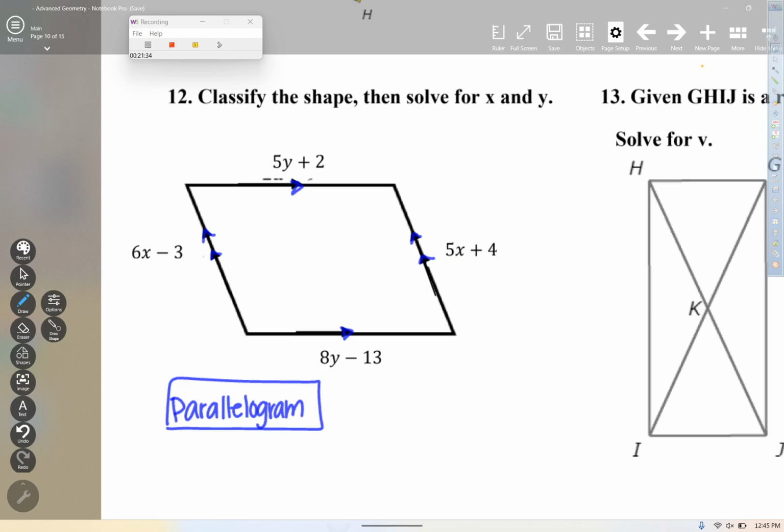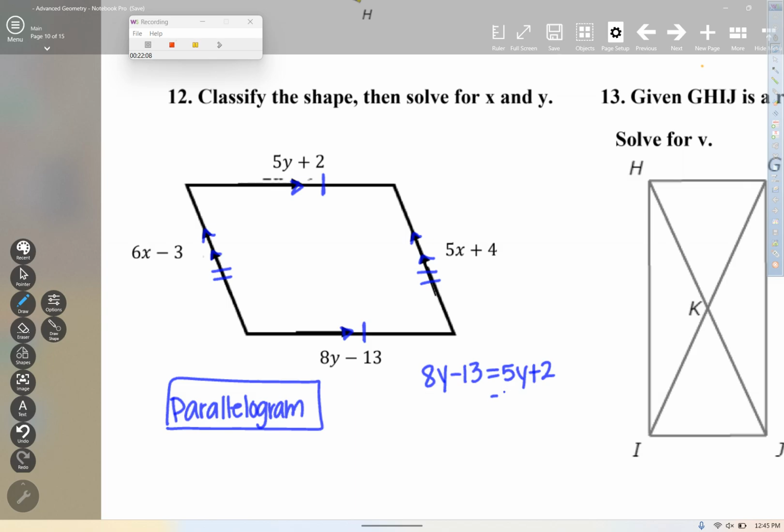So then I look at my picture and I'm like, well, what did it give me? It gave me sides. It didn't give me angles. So what do I know about the sides of a parallelogram? Well, opposite sides are equal. So 5y plus 2 is equal to 8y minus 13. And 6x minus 3 is equal to 5x plus 4. So I can set those up, right? Because they are equal if they have the same tick mark. So 8y minus 13 is equal to 5y plus 2 because they both only have one tick mark.